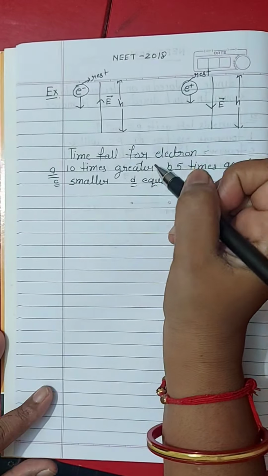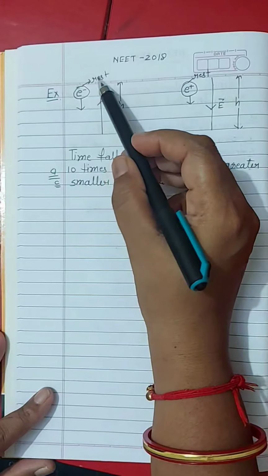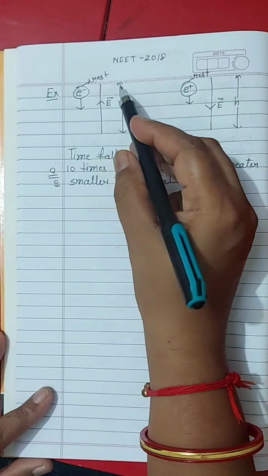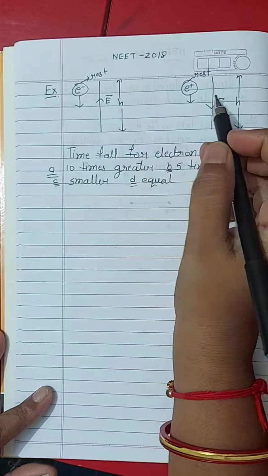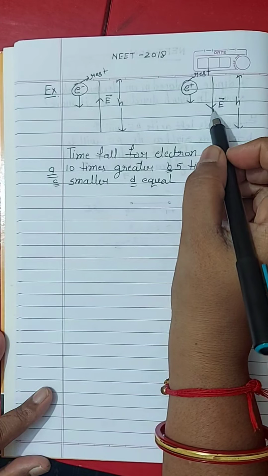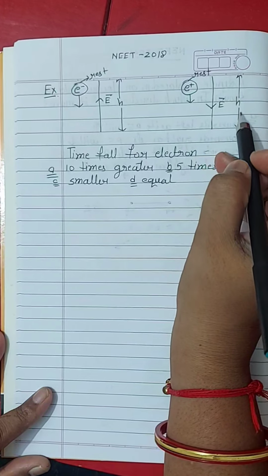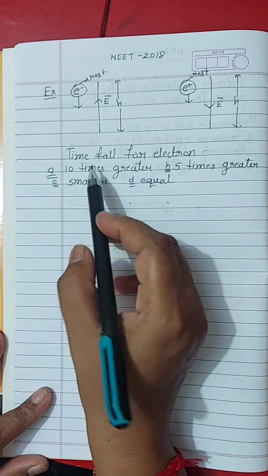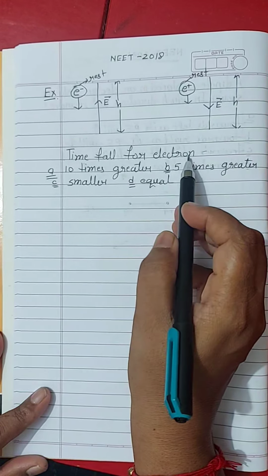Dear students, in this example, an electron falls from rest in a uniform electric field which is in the upward direction through the vertical distance h. Now, by reversing the direction of the electric field, through the same distance, a proton is allowed to fall from rest. We need to calculate the time for the electron.